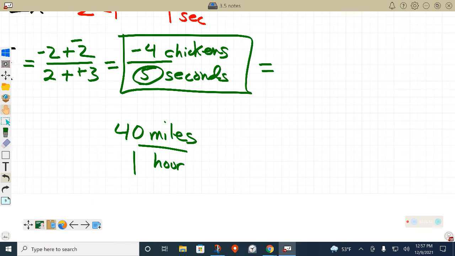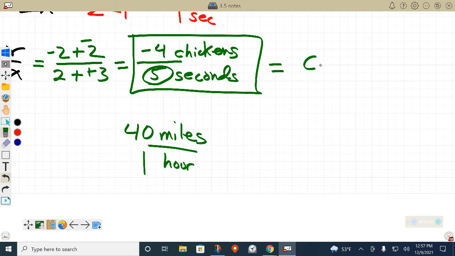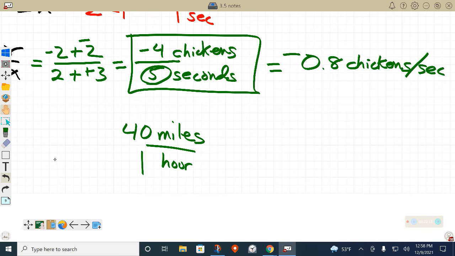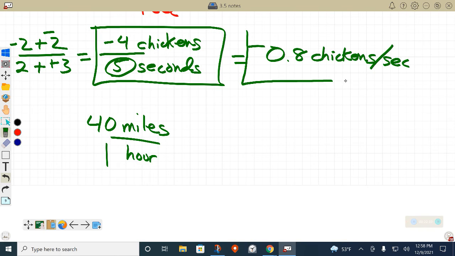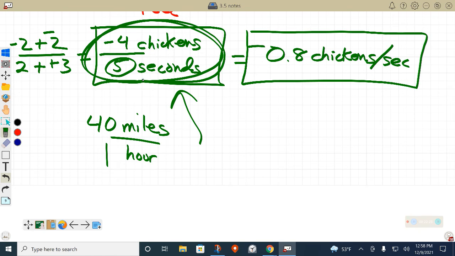So watch, look at -0.8 chickens per second. So almost a full chicken, not quite a full chicken, almost a whole chicken. 8/10 of a chicken for every second. That's how quick we're losing chickens here in this example. So on your DMT, I want this, not this. Even though technically this is correct, we express rates as per 1 second, not per 5 seconds. So you have to divide in the end and express the rate that way.